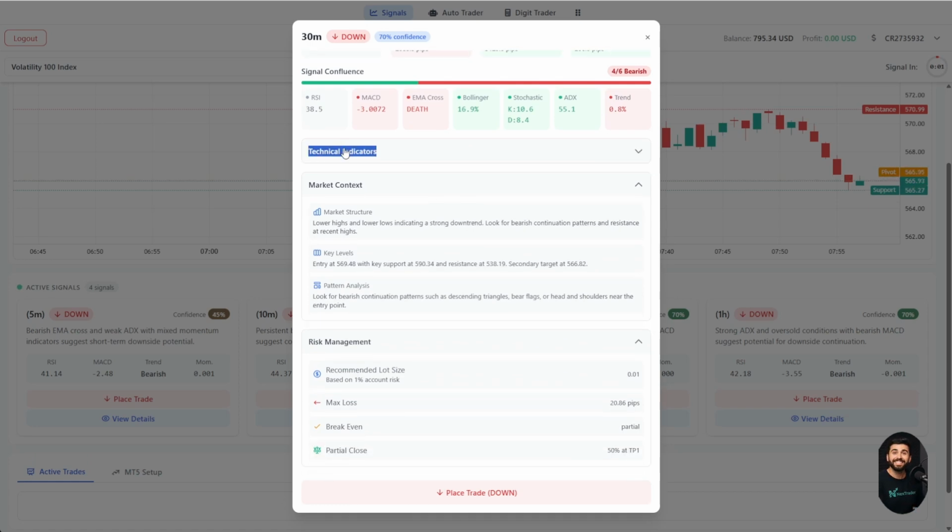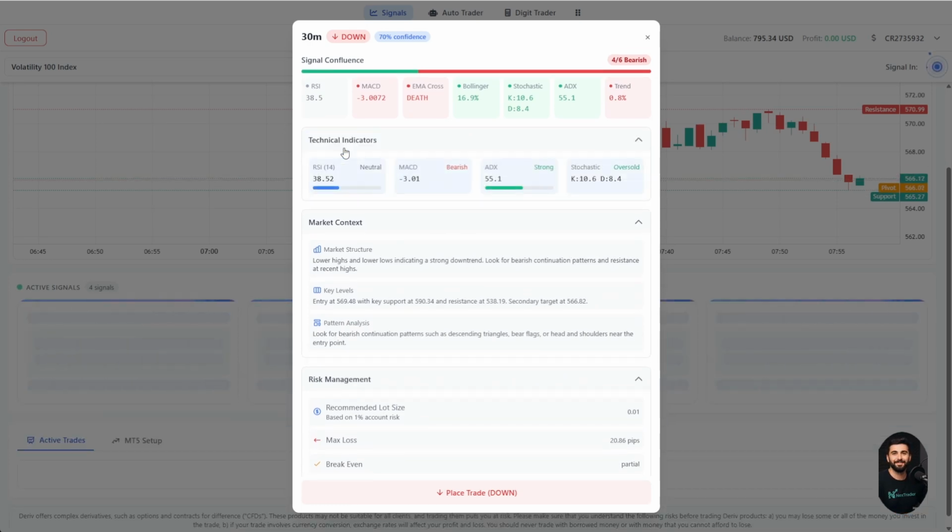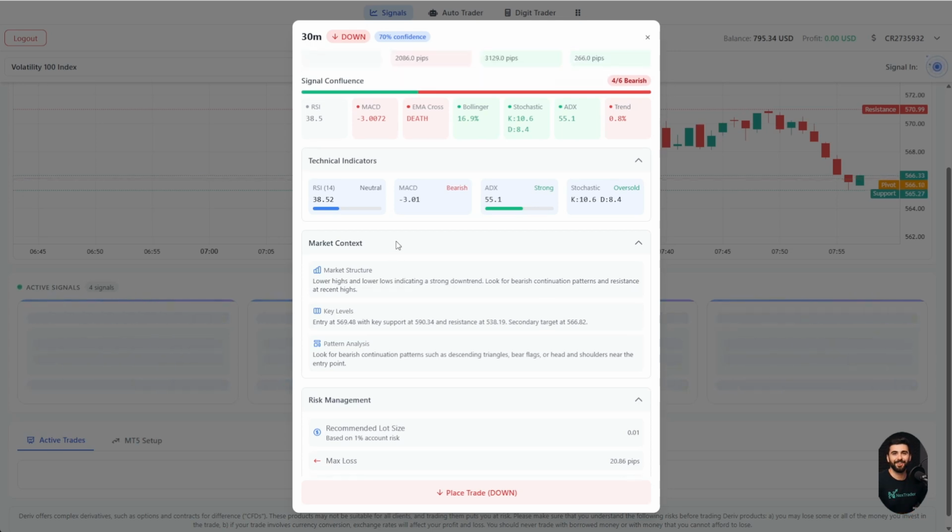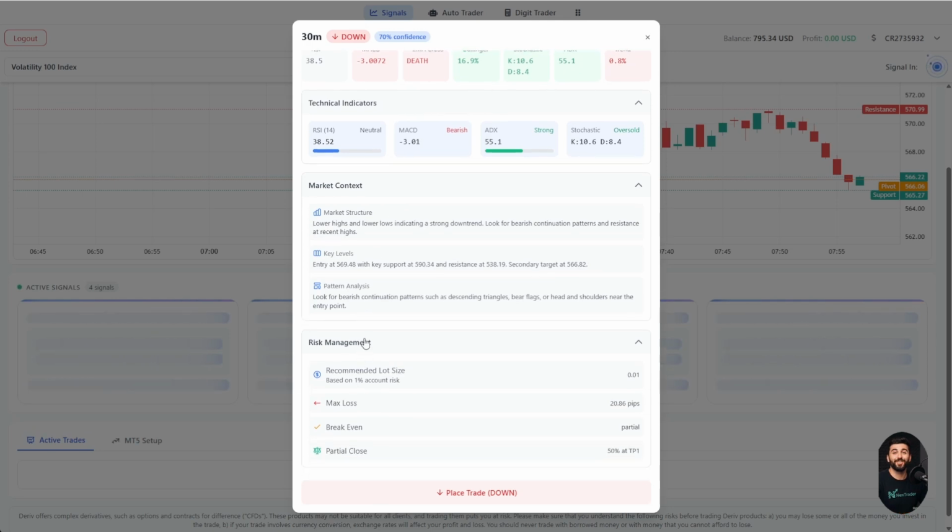Below that is the technical indicators section with detailed values. RSI with a visual gauge, MACD histogram, ADX showing whether the trend has strength behind it or if the market is ranging. Stochastic readings to confirm momentum. Everything is laid out clearly so you can validate the signal against your own analysis. Then there is the market context section. This provides a written breakdown of the current market structure, key price levels, and any patterns that have been identified. It gives you the narrative behind the numbers.